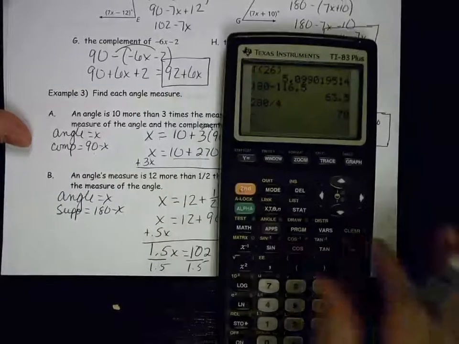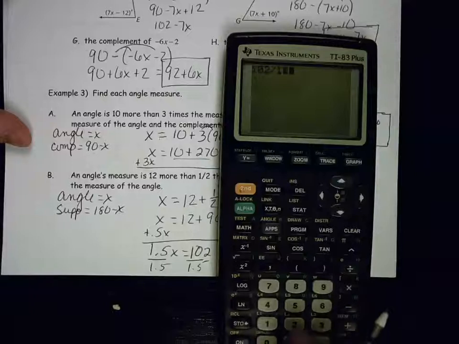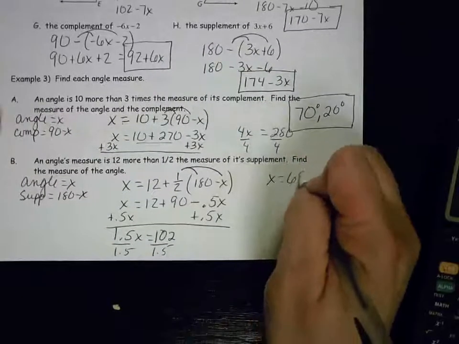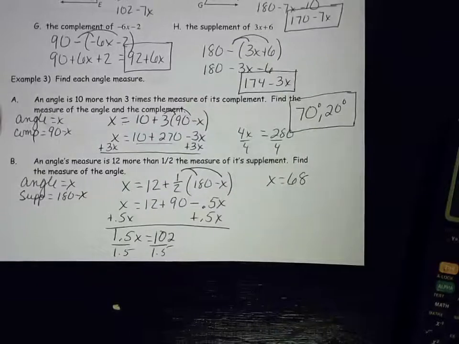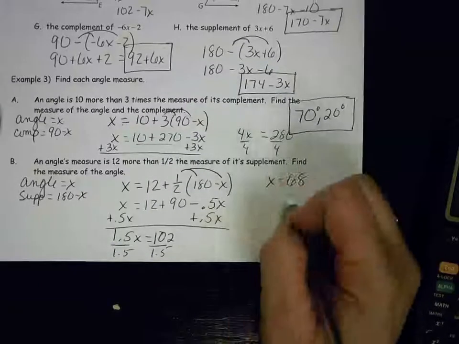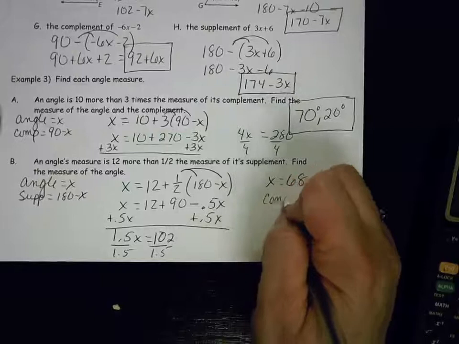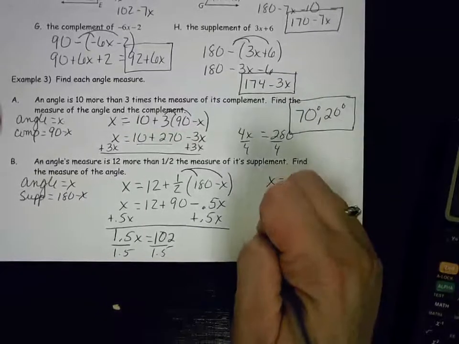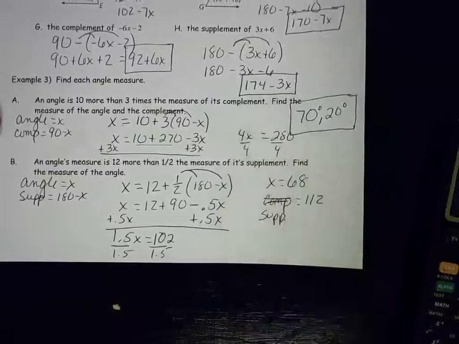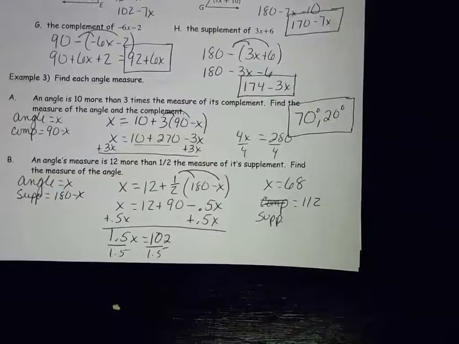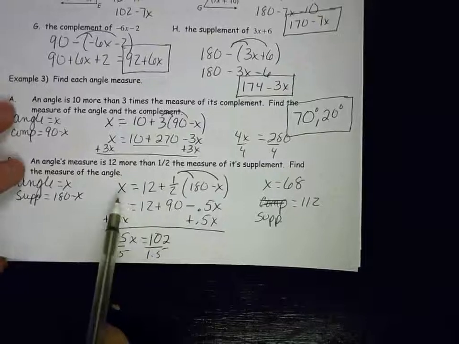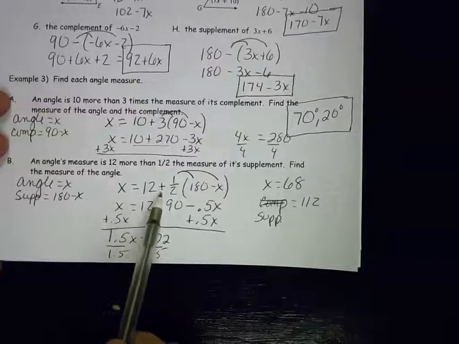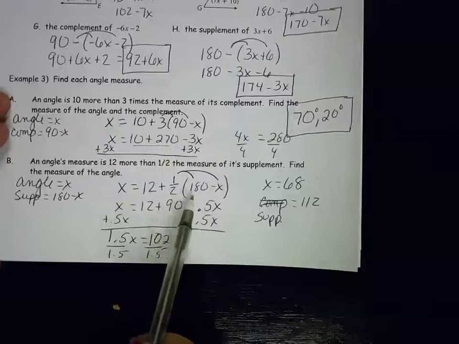And if you divide both sides, your angle is 68, and then the supplement will be 180 minus 68, which is 112. How about supplement rather than complement? So we started out, x is 12 plus 1/2 the supplement.